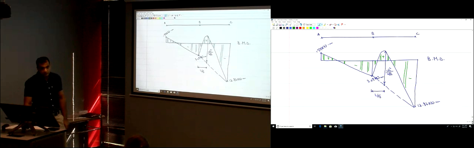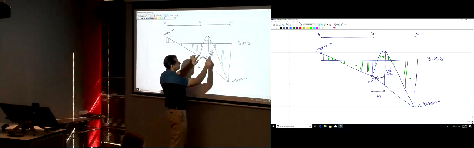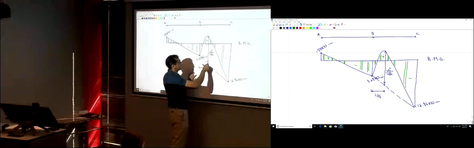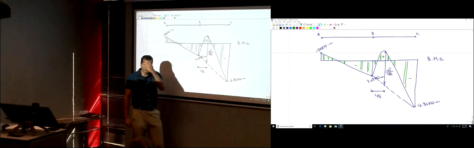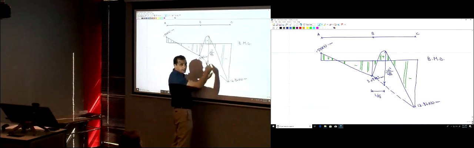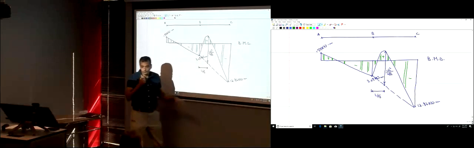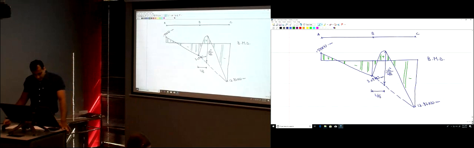So, from the start of the line that you connected from B and C, you went L over the square root of 3 from there to get to that point, and then from the dotted line you go up WL squared divided by 9 square root 3. If that was a uniform load, for example, you would go to the middle of that line, and then you go up by WL squared divided by 8. So that's now the bending moment diagram for that beam.